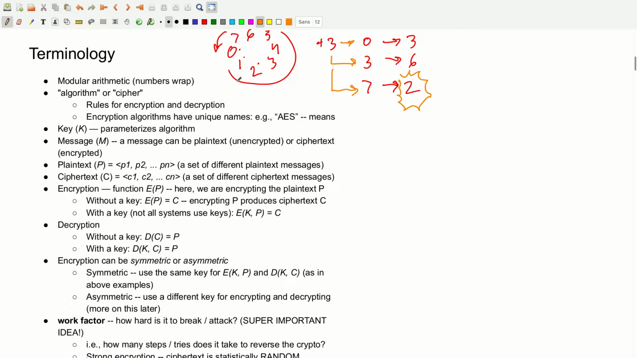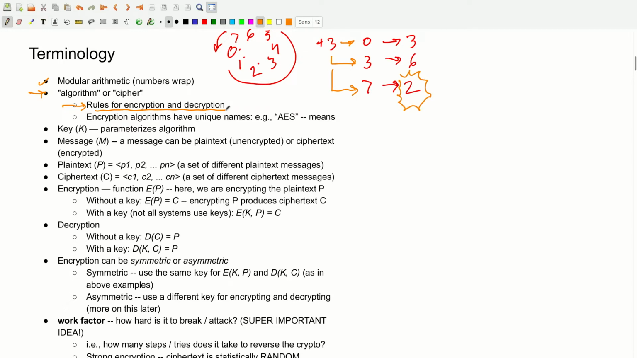We also talk about algorithms or ciphers. Okay, so an algorithm or a cipher is a specific kind of encryption algorithm. Encryption algorithm A means a process that encrypts data in a certain way, and encryption algorithm B would be a process that encrypts data in a different way. If it encrypted it in the same way, then it would be algorithm A, right? So it's a specific algorithm.